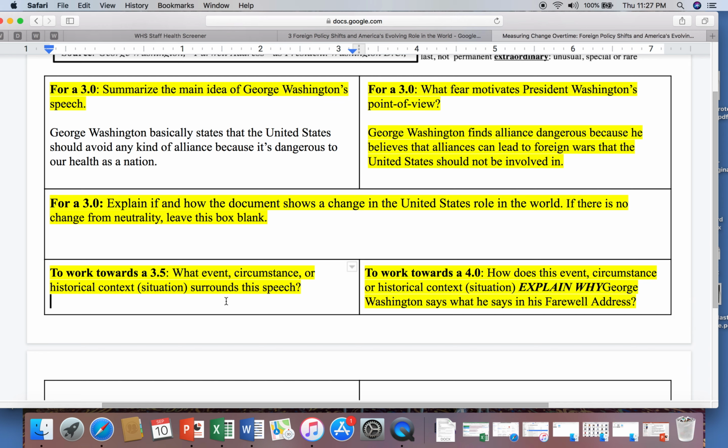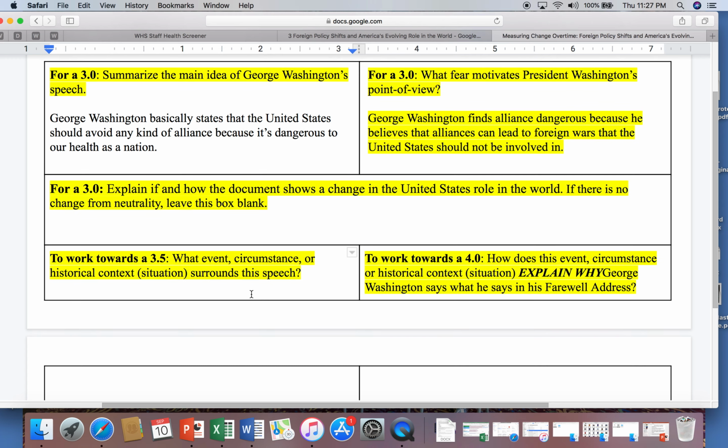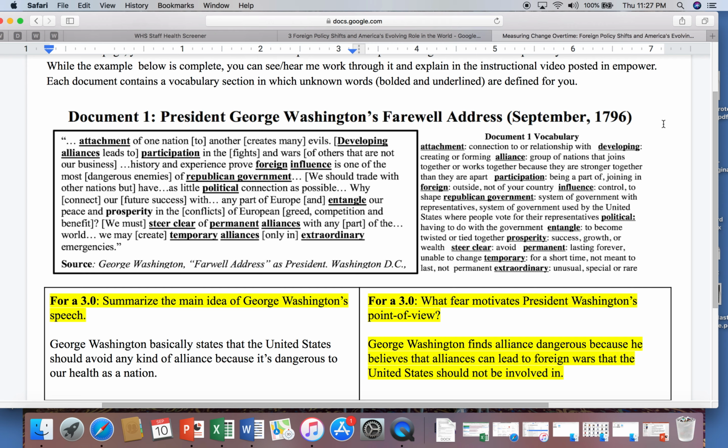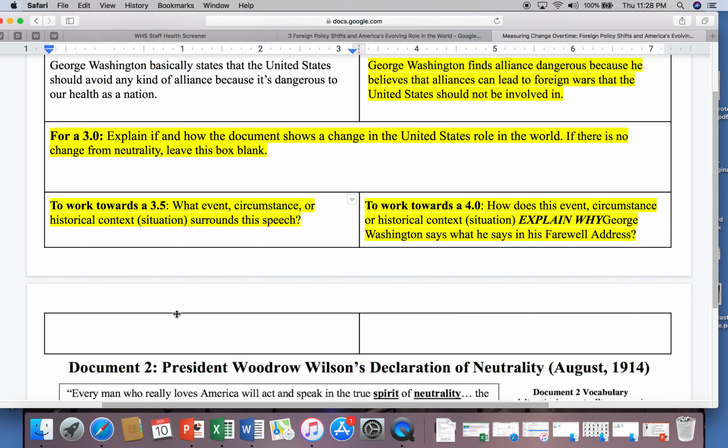For those that are doing the 3.5, it says what event, circumstance, or historical context or situation surrounds this speech. This one doesn't really need to be a full sentence. I really just need to know what's going on when this speech is written. So if I go up here, all I know is that this is 1796. So I can kind of read between the lines and say, hey, America is a young nation. We were kind of just born not too long ago, and we're probably not the strongest nation in the world, which is why he's not advocating that we take our young nation and ruin it by going and fighting somebody else's war. So that's essentially what I would put for this.